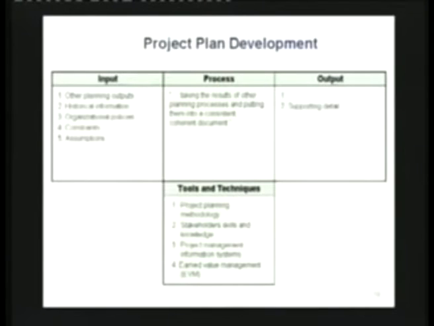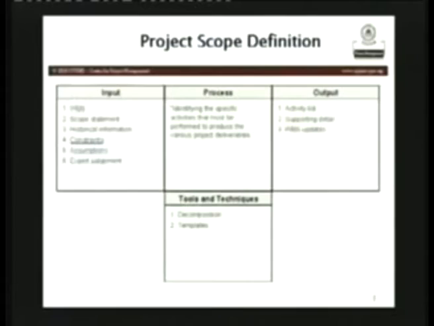The output is obviously going to be the project plan, and there will be certain tools used, project planning methodology, which will come from your theory, and stakeholder skills and so on and so forth. Project management and information systems are also tools, because that's where our historical data has been kept. And then I've got something called EVM, earned value management. I'll cover that separately in a lecture. The process is taking the input and crunching it to produce the output using these tools. That's going to be the procedure for plan development.